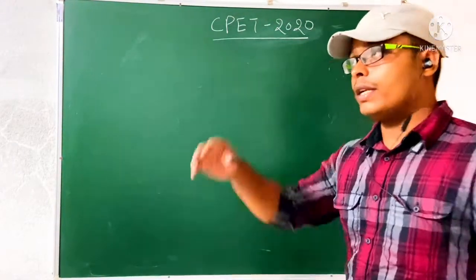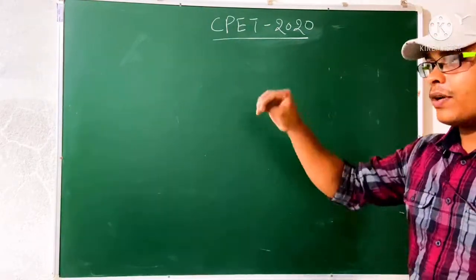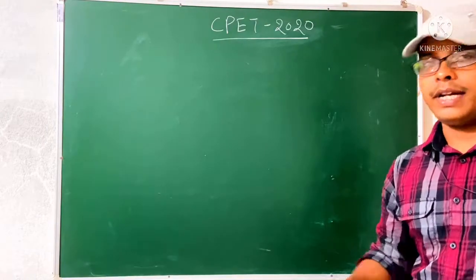It is stable in the ground state. So the electron will try to come to its stable state. Higher orbit is unstable, lower orbit is stable, right?